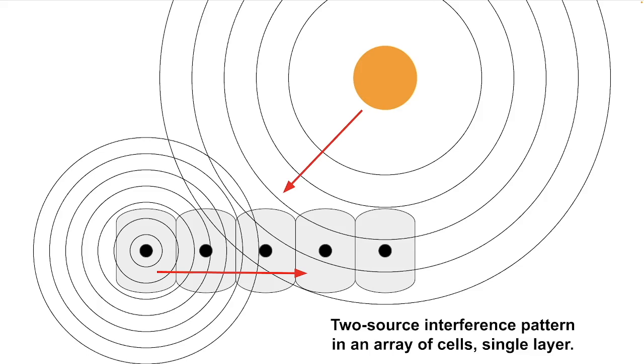And so we actually have two sources here. So we have a two-source interference pattern. The left cell in the sheet is emitting something. It's a source. The nucleus is a source, and it's emitting to both itself and all other cells in this array. So the farther you're away from this left-hand nucleus on the left side of the sheet, the weaker the signal.